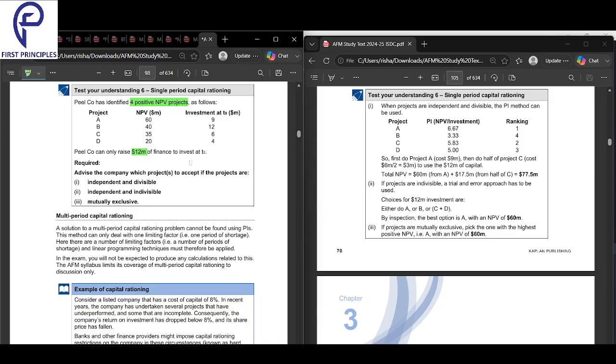4 projects are there. 12 million if they have, but if you did all the 4, they needed 31, which they don't have. So they have to be smart about how they are investing. So now I advise the company which project to accept and which project to ignore. That is the question.